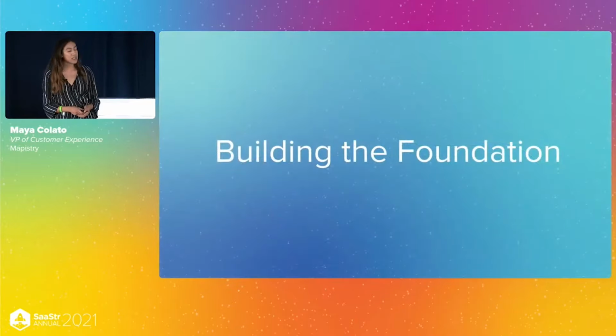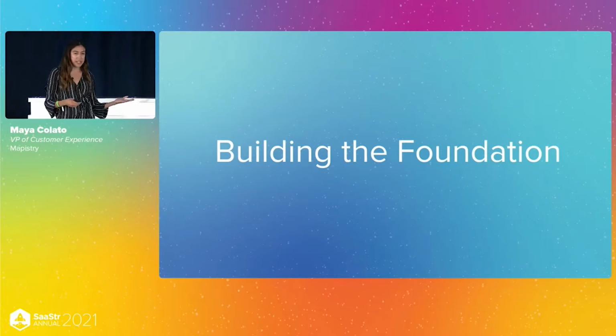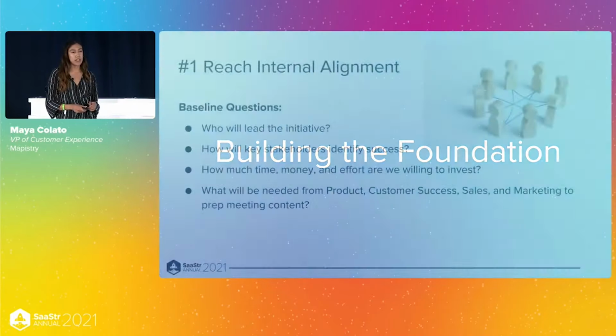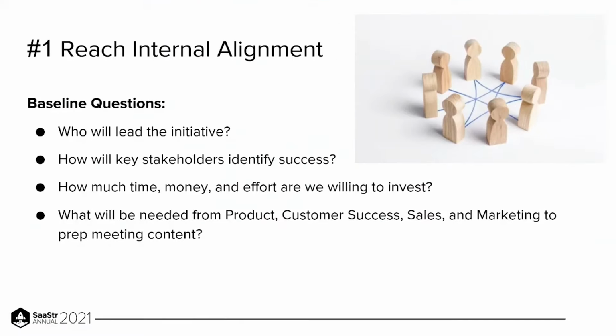Cool. So I'm going to start by letting you know the breakdown of the processes and lessons learned, starting with the building of the foundation. And the first item that I wanted to talk about here is reaching internal alignment. Because even though this may seem like a simple task, it's super important to spend enough time here to ensure you understand what every internal stakeholder wants to get out of this initiative. It's easy to make assumptions.